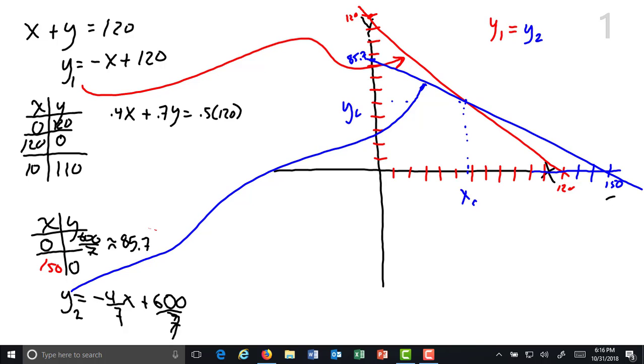Yeah, so y1 has a new name. We can call it y1, or we can call it what? Negative x plus 120. And what can we call y2? Y2 is down there. Negative 4/7 x plus 600 over 7.